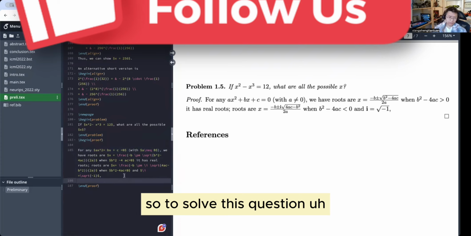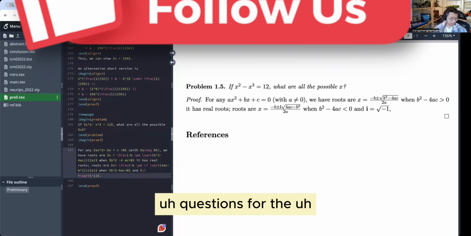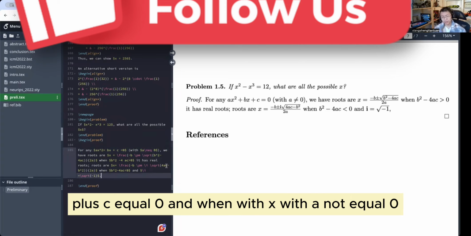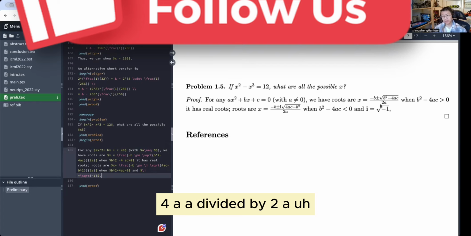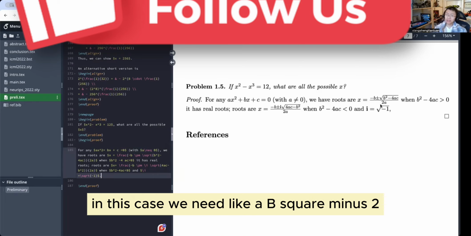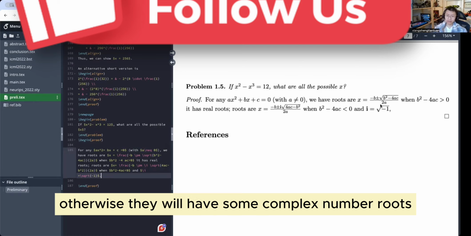To solve this question, we need to use the general root formula for ax squared plus bx plus c equals 0, with a not equal to 0. The roots are x equals minus b plus or minus the square root of b squared minus 4ac, divided by 2a. In this case, we need b squared minus 4ac greater than 0 for real roots. Otherwise, we will have complex number roots.